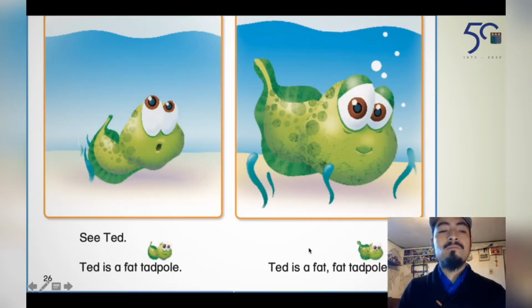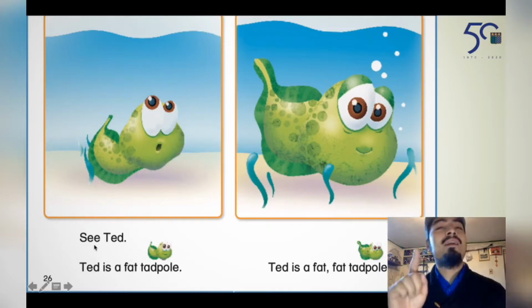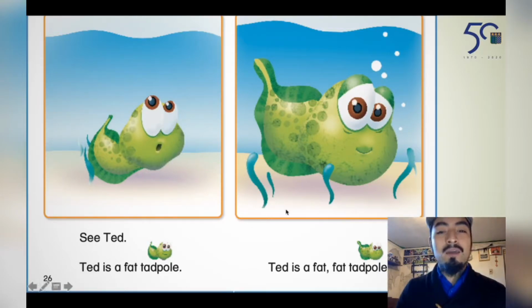Good. If I say see, you have to say Ted. You have to finish the sentences. Okay, focus on the size of Ted. Ted's size is different in these two pictures. First, Ted is little. Then, Ted is big. Size is different. Let's continue.